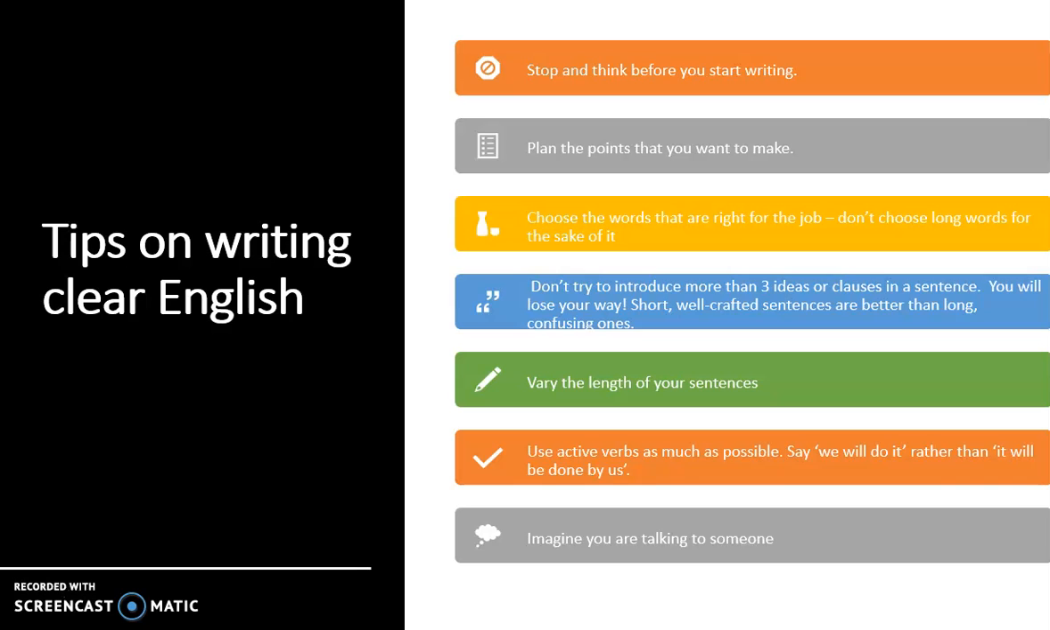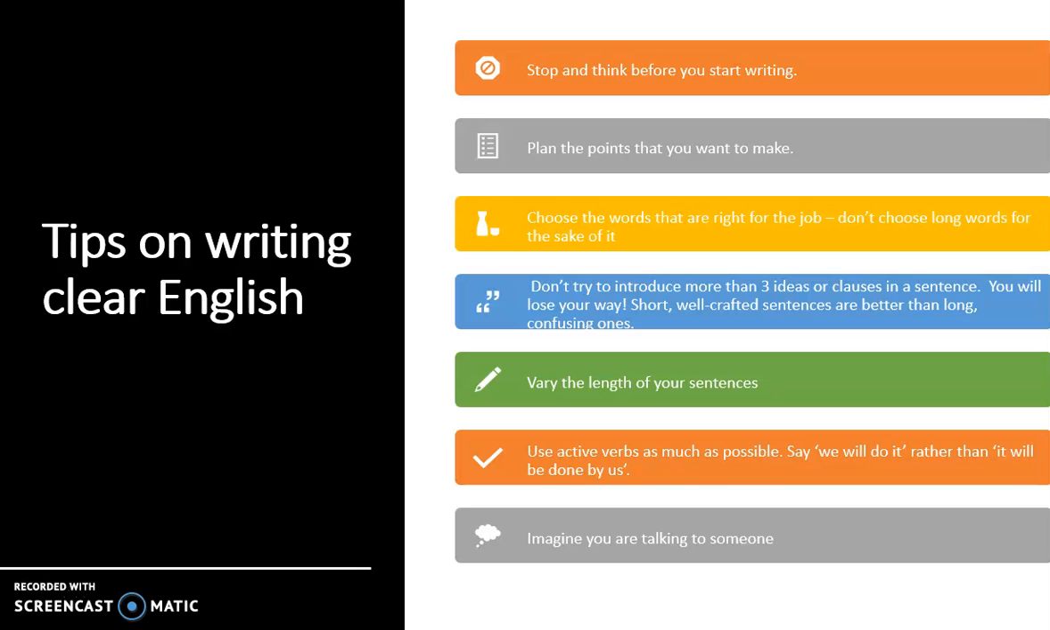Use active verbs as much as possible. This is really for those of you for whom English is your second language or another language, because you might have been taught in some of your lessons that the passive voice is very formal and the thing you need to be doing in formal writing. But really, there's very rarely a need for it. Be direct. Say we will do it rather than it will be done by us. Clear, simple, direct writing.